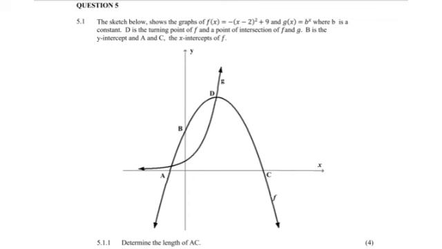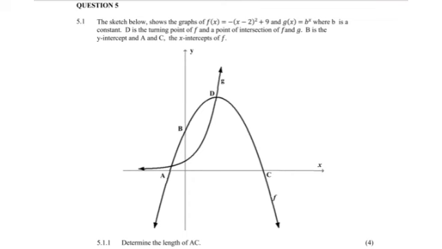So in our question 5.1, it says, the sketch below shows the graphs of f(x) = -(x - 2)² + 9, and g(x) = b^x, where b is a constant. D is the turning point of f and a point of intersection for f and g. B is the y-intercept, and A and C the x-intercepts of f.